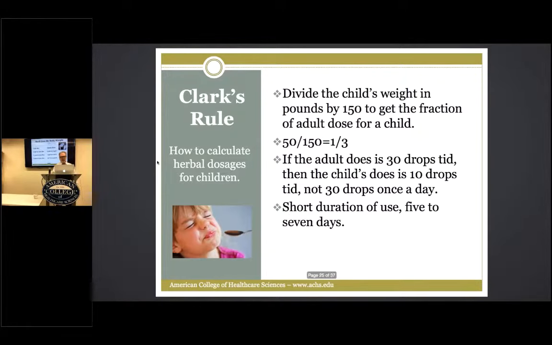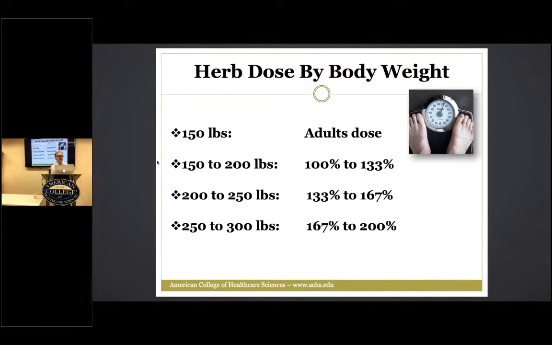So you can extrapolate the weight of the child into the weight of an adult. You consider the adult dose as somebody who weighs around 150 pounds. But as the weight of the adult increases by 50 pounds, you increase the dose by an additional third. So between 150 pounds to 200 pounds, you can increase the dose up to 133% and so on. And this is a great way for somebody who's typically normally fairly healthy.